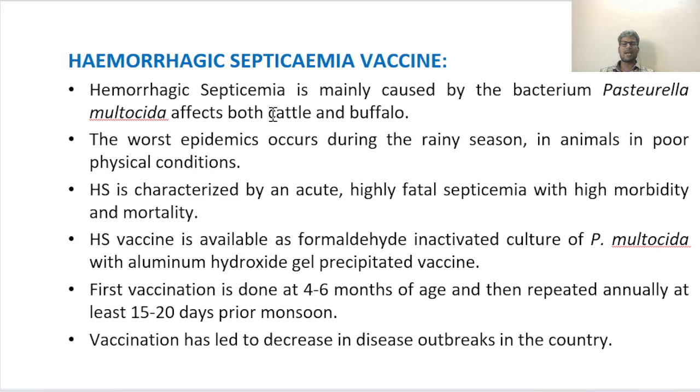Hemorrhagic septicemia vaccine. The disease is mainly caused by the bacterium Pasteurella multocida and affects both cattle and buffalo. The worst epidemics occur during the rainy season in animals in poor physical condition, characterized by an acute, highly fatal septicemia with high morbidity and mortality. This vaccine is available as a formalin-inactivated culture of Pasteurella multocida, an aluminum hydroxide gel precipitated vaccine. First vaccination is done between 4 to 6 months of age and then repeated annually, at least 15 to 20 days prior to the monsoon. Vaccination has led to a decrease in disease outbreaks in many countries.